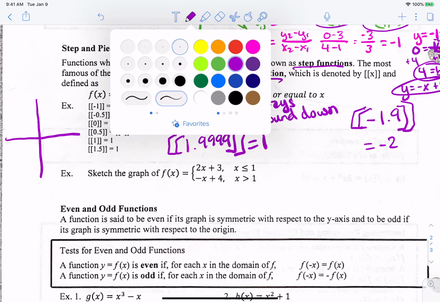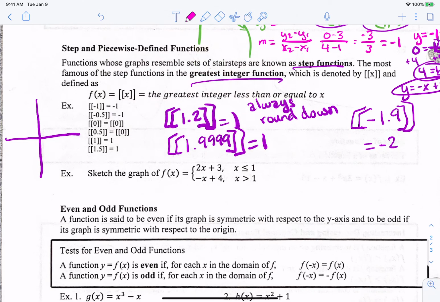But what it looks like is a graph like this. You'll start at 0 with a closed dot, then go over to an open dot on 1. Then you'll go up to 1, open dot on 2. Go up to 2, open dot on 3. Go up to 3, open dot on 4. This is the greatest integer function. Oh my gosh, I hate it already.